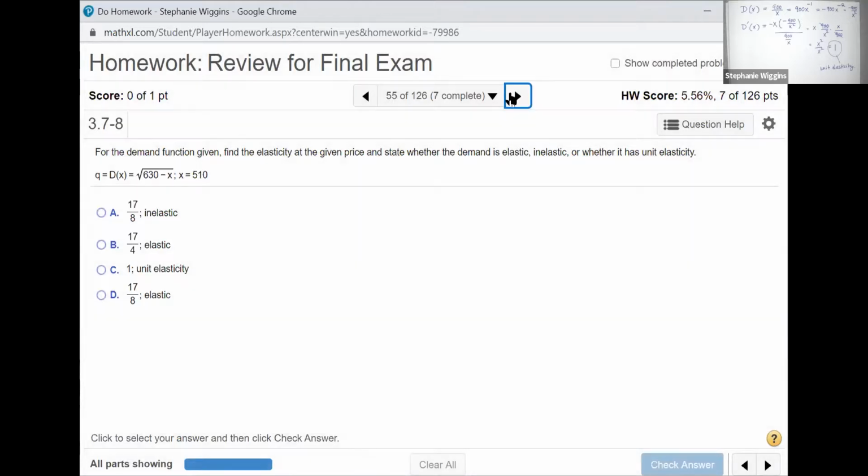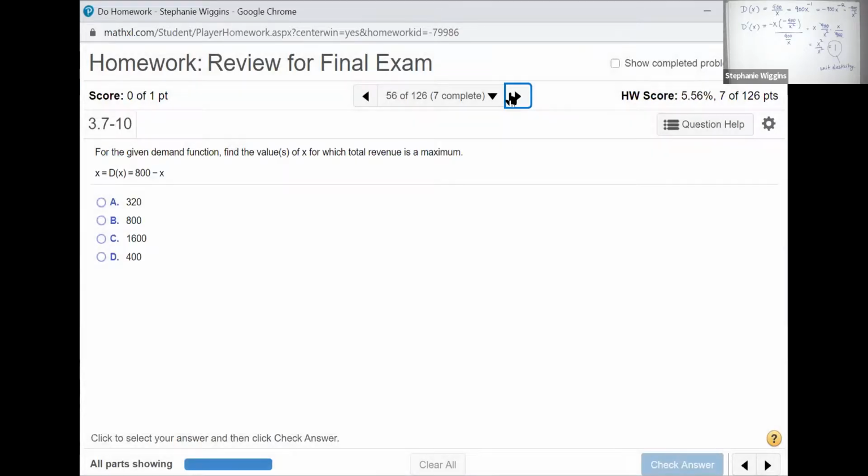Same sort of thing here. These problems are all very similar. Now, this is important. There will be a problem like this on the test. For the given demand function, find the value or values of x for which the total revenue is a maximum. That just means your elasticity is equal to 1. Okay, that's all it means.